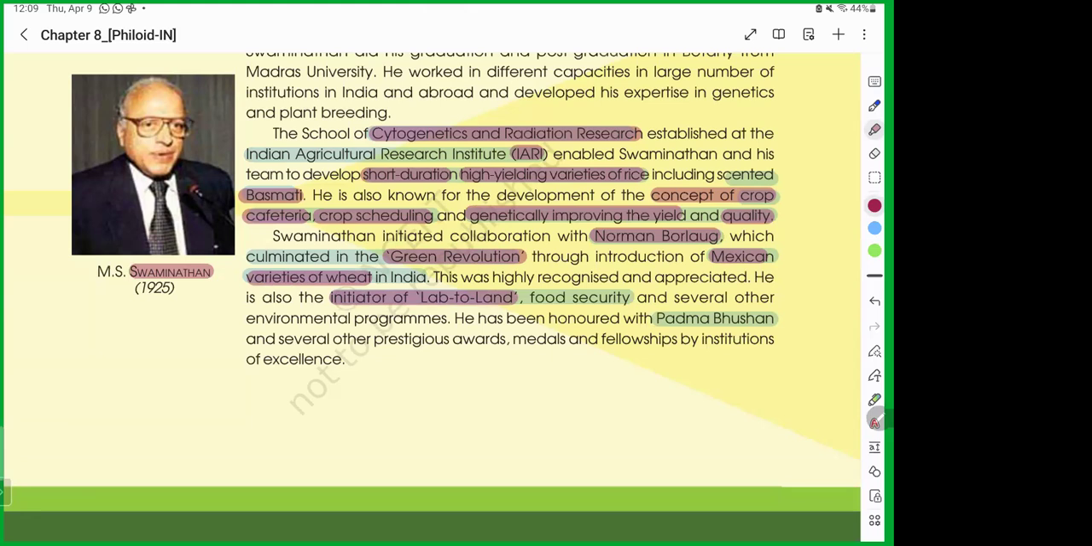So just understand this in simple language: whatever we are able to eat today, we have sufficient food in India, we don't have a shortage of food in India. One of the prominent persons responsible for this is Swaminathan.